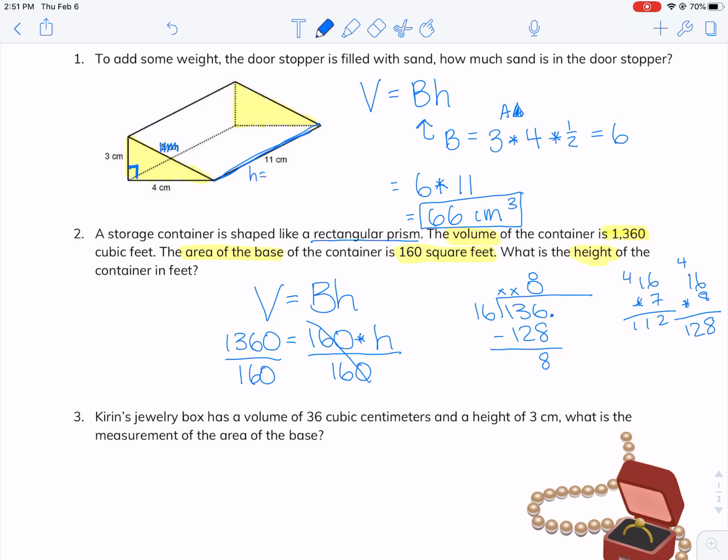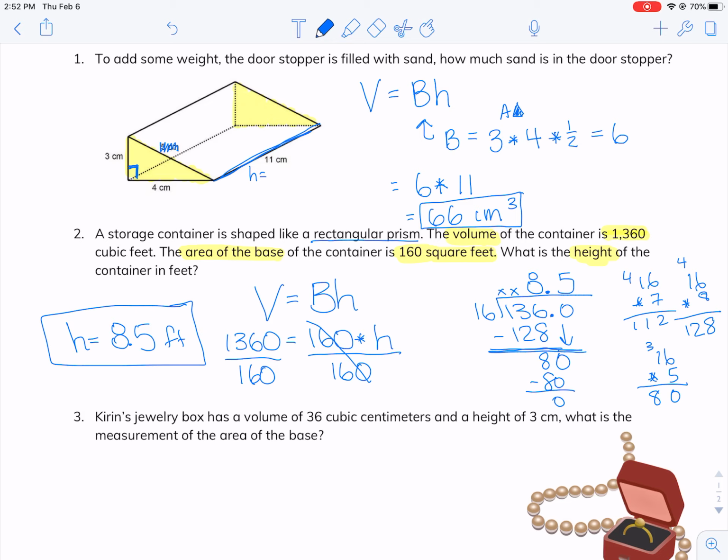But now we need to carry down the 0 because this is a remainder and we need to put a decimal. 16 goes into 80. I believe it can go into 80 five times exactly. So I'm going to check my work on the side. And yes, that does give you 80. So we are done with the division. So now we know that h, which is the height, should be 8.5 feet. And that is our final answer.